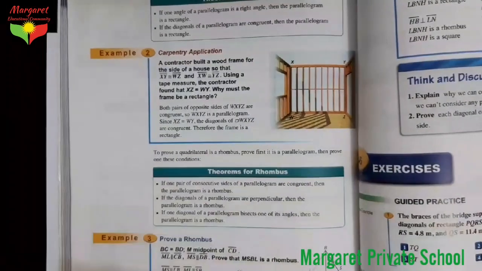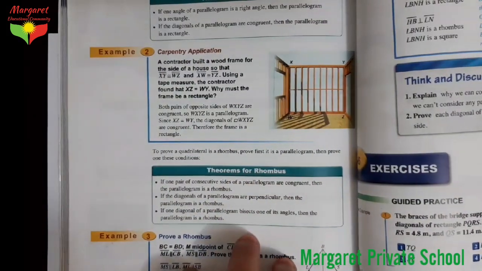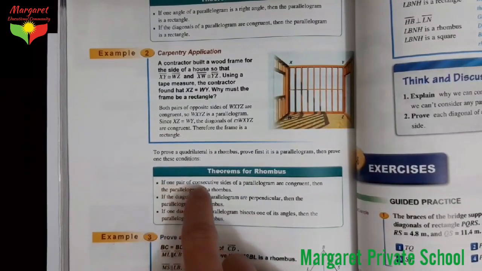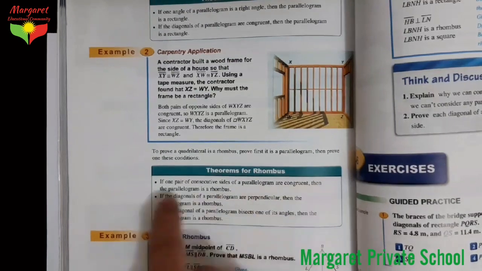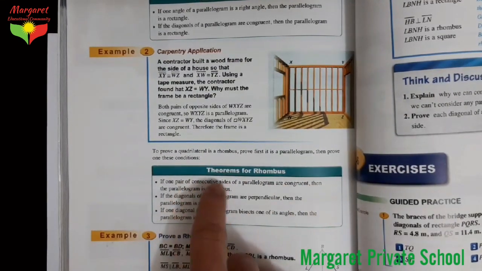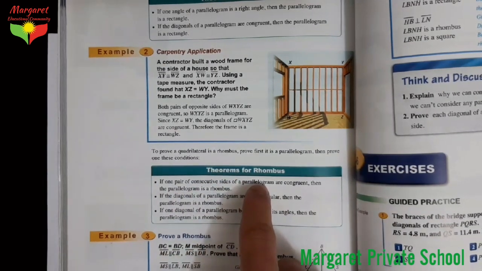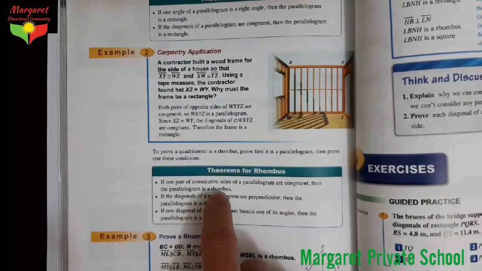Start our lesson. We have 3 theorems for rhombus. The first one says if one pair of consecutive sides of a parallelogram are congruent, then the parallelogram is a rhombus. واتە ئەگەر دوو لای یەک لە دوای یەک لە پارالێلۆگرامە کۆنگرێنت بێت، ئەوە ئەو پارالێلۆگرامە ئەبێ بە rhombus.